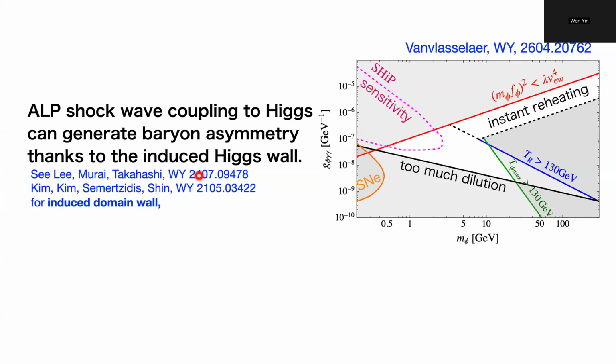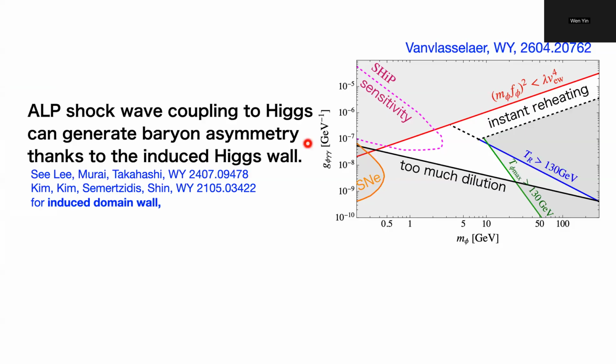Then, I assume this axion is coupled to the Chern-Simons term. Then this shock wave has a change of the field. Because this is moving, we have phi dot. Phi dot means we have the chemical potential. And because we have the Higgs wall, we have the sphaleron in front of the wall because it's a symmetric phase. Then we can just get baryogenesis. When the plasma goes through the walls, then we get baryons.